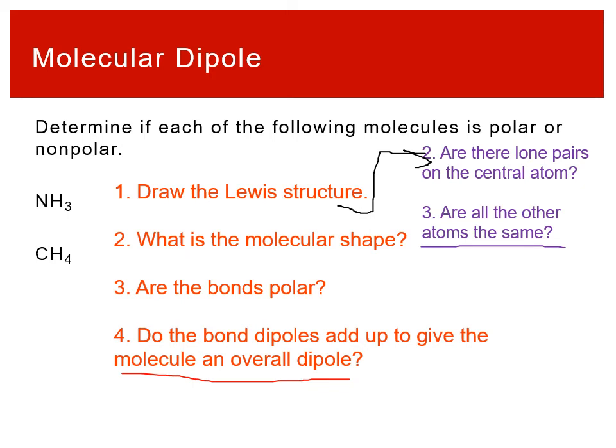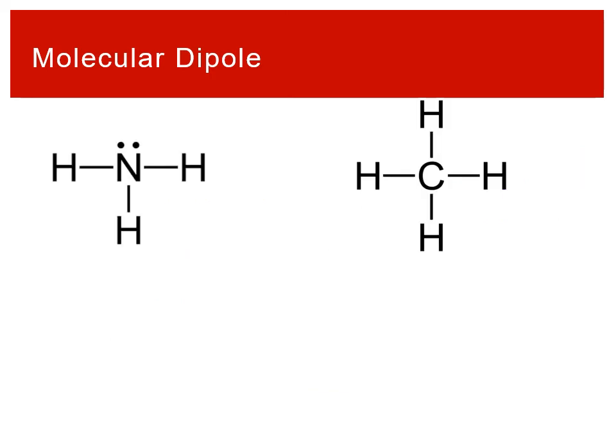So let's take a look at NH3 and CH4. Got my Lewis structures. So for NH3, I can see I have a lone pair on my nitrogen atom, and then I have the three single bonds out to the hydrogen atoms. Once I see that lone pair, there's a lone pair on the central atom, and so that means this is a polar molecule. I'm done. As long as I have a lone pair on that central atom, this is a polar molecule.